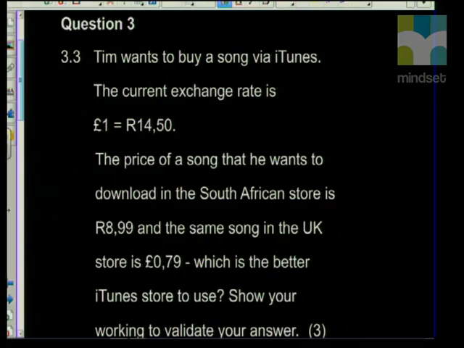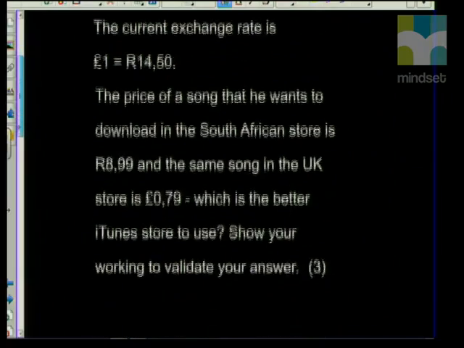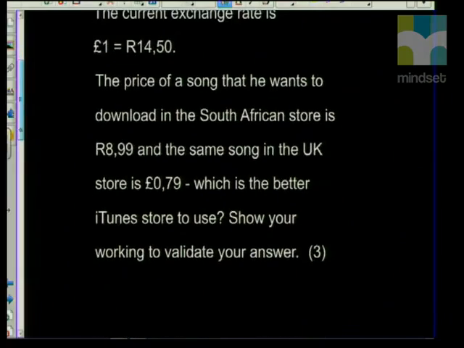Show your working to validate your answer. Okay, so in order to compare, as I said before, we need to make sure that we're dealing with the same units. I'm going to convert the rands to pounds so that we can see the difference there. If you would like to do it the other way, those answers are in the answer sheets and you can check that you've done it the correct way then.